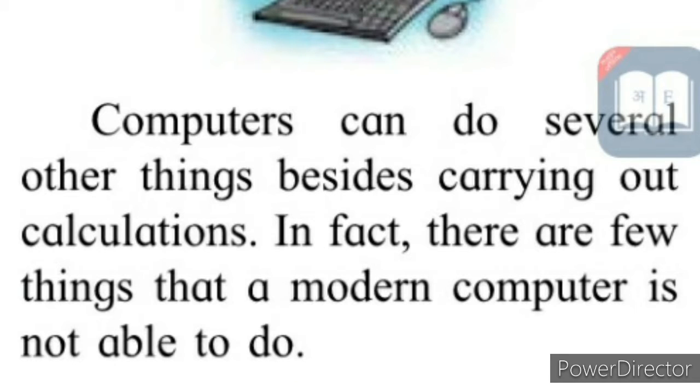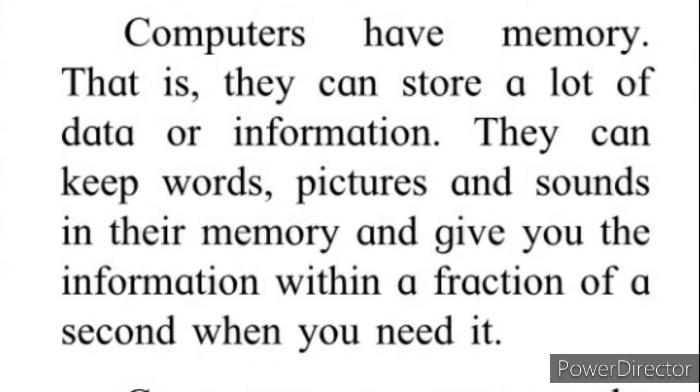Computers can do several other things beside carrying out calculation. In fact, there are few things that a modern computer is not able to do. This computer can do several things, but there are some few things that computer can't do. How man walks, how he talks, like that computer can't do. Means some things are there that this modern computer can't do. Modern computer means nowadays we are using that computer.